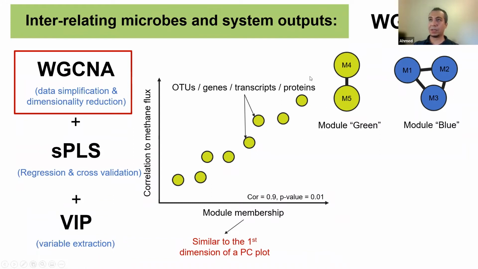These are the taxa or the genes or transcripts that are both relevant to your ecosystem output, and also that you are more confident are within your module. So these are what we call the hub genes or the hub taxa that are driving the covariation within the whole module.